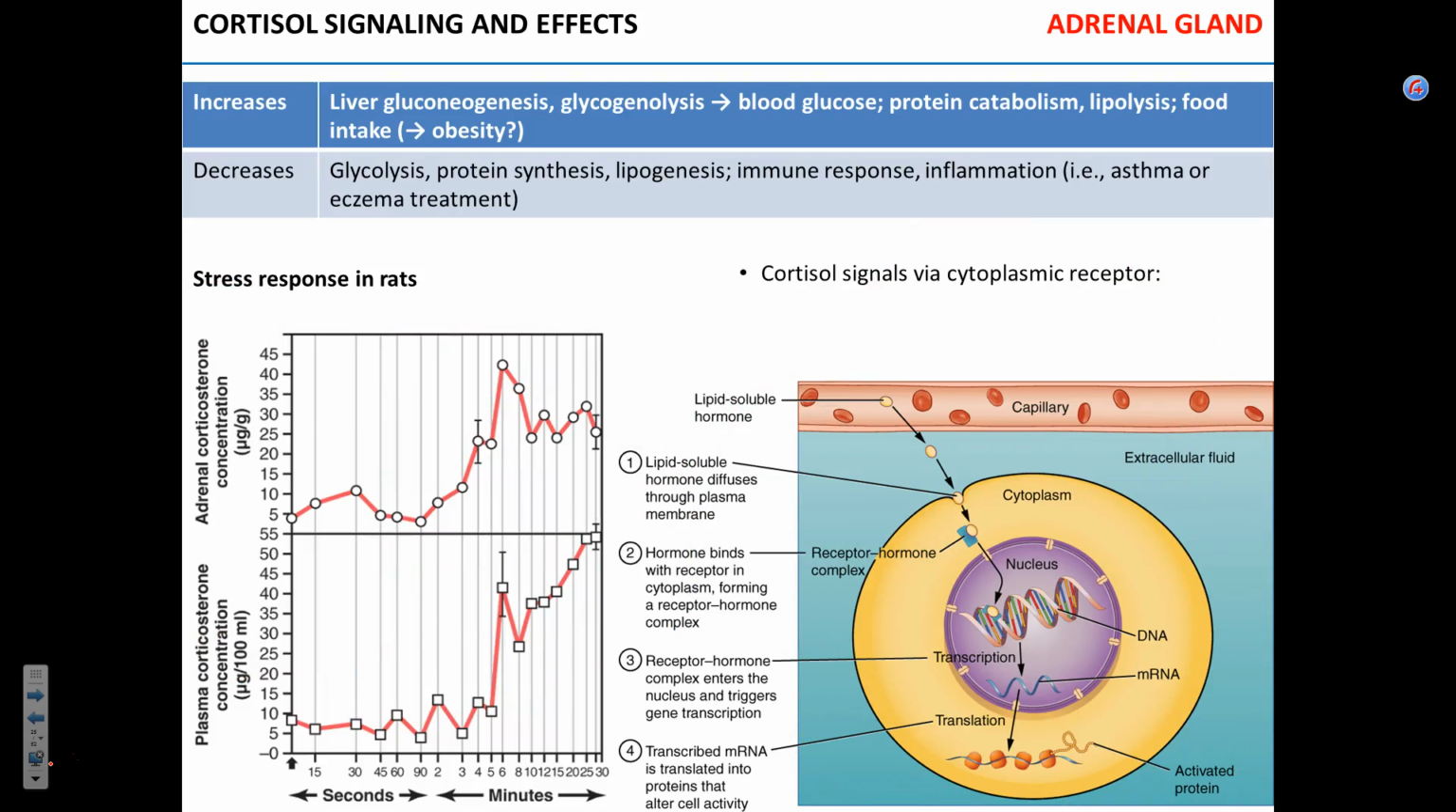So, effects. It increases... I'm going to throw some words at you, and you must know them. The meaning. It increases gluconeogenesis. What the hell does that mean? Making new sugar. Gluco, sugar, new genesis, making. Okay, making new sugar.